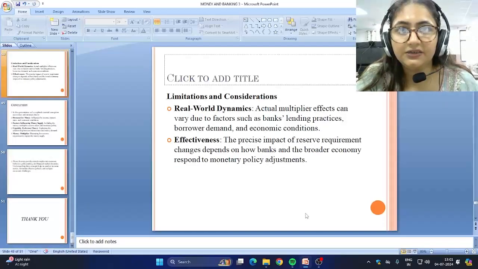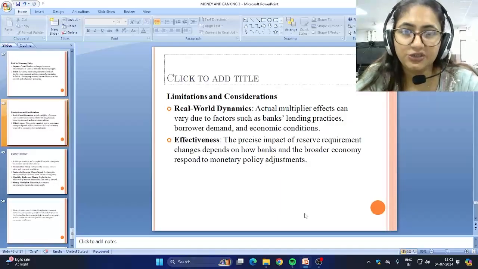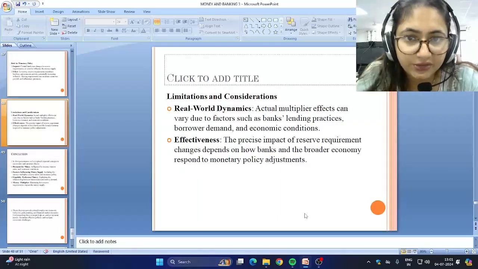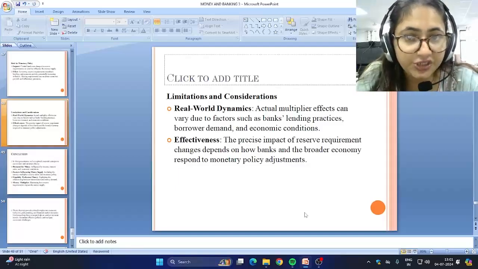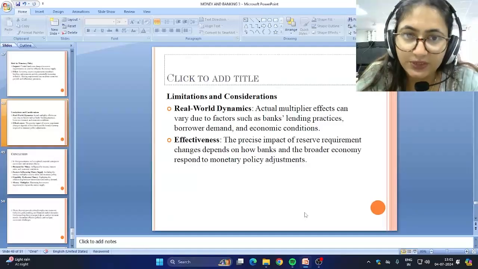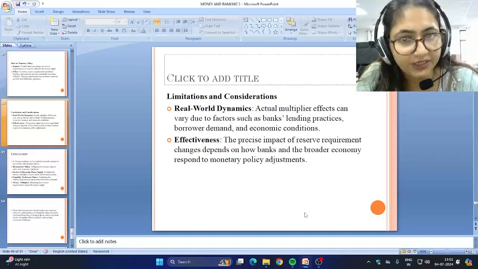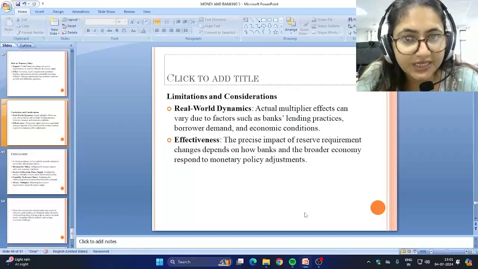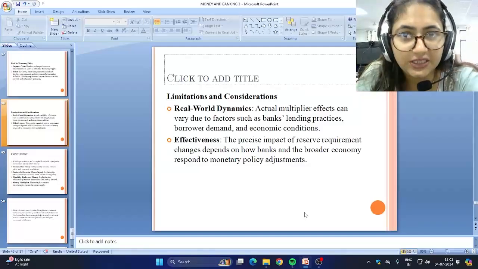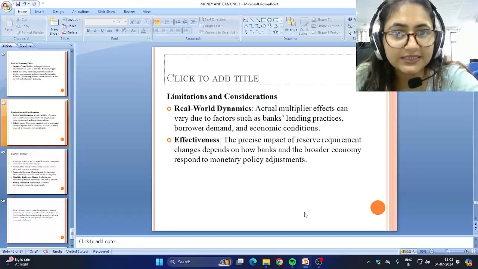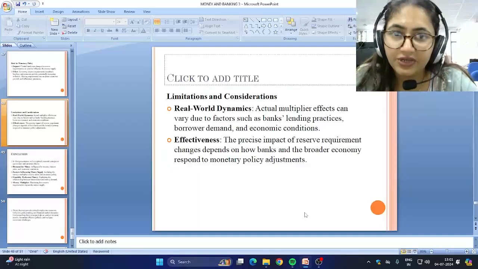Let us understand the limitations and considerations of this. The actual impact of changes in reserve requirements on the money supply can be influenced by factors such as banks' willingness to lend, borrowers' demand for credit, and overall economic conditions. In practice, the precise multiplier effect can vary due to banking system dynamics, including changes in deposit behavior, banks' risk management practices, and regulatory responses.